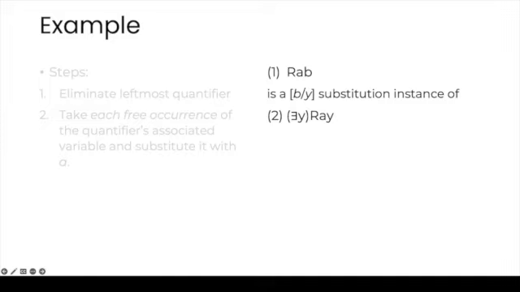And this is how you proceed methodically. First, you eliminate the leftmost quantifier, and then you replace each free occurrence of the variable that accompanies the quantifier you just eliminated with the name that you chose. And here we're basically following the definition that we gave in our last lesson. So let's see some of the applications.